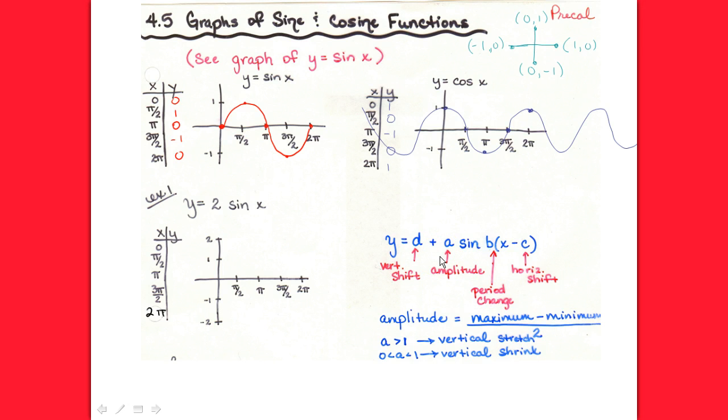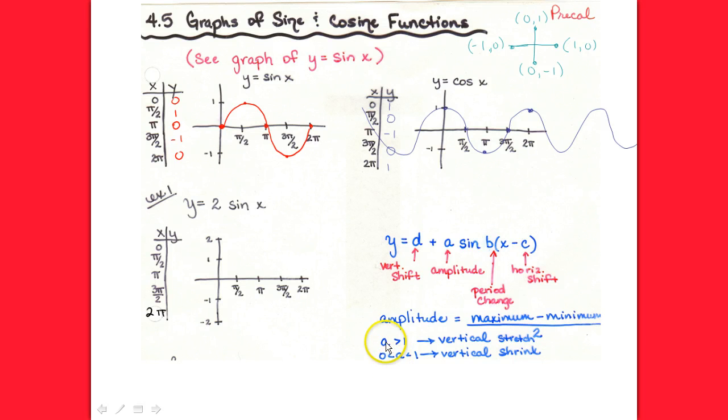Amplitude is just how high and how low something goes. Like think about music, an amplitude of music. How high and how low something goes. So your amplitude can be found by doing your highest value minus your lowest value divided by 2. Maximum minus minimum divided by 2.